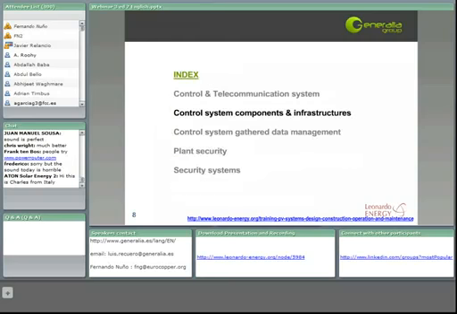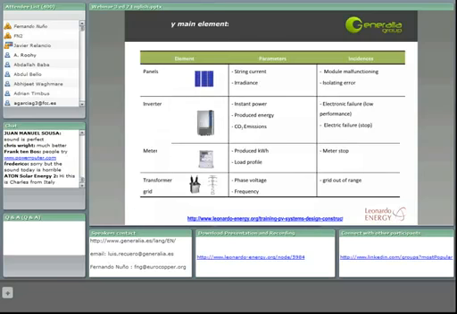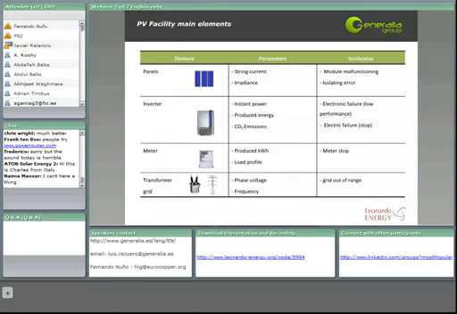During this next chapter, we will study the components and infrastructures in the control system. Here we can see the main elements that are to be monitored in a solar PV facility. As we have said, the main elements to monitor are the inverter and the meter.